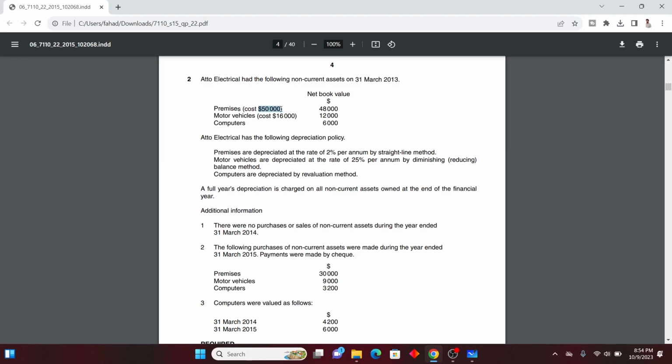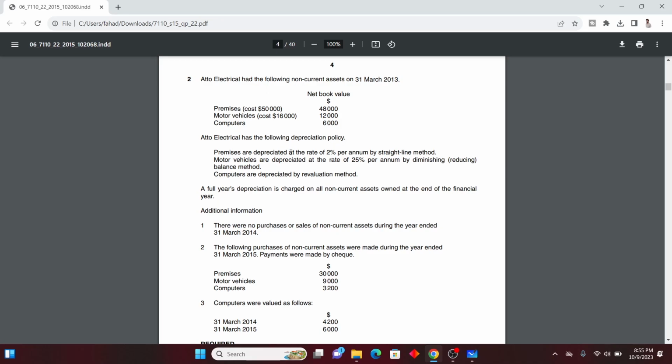So cost is 50,000, whereas, sorry, the net book value is 48,000. So it means the difference between the cost and the net book value, 2,000, is the depreciation on this particular asset, which is premises. Motor vehicles, again, cost is 16,000 and net book value is 12,000. So the 4,000 difference between both of these is the depreciation which has been charged already. Computers, there is no cost given in the question. There is directly given the net book value, which is useful for all of us.